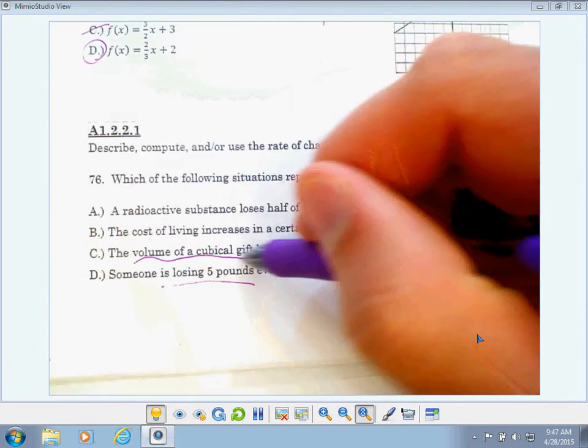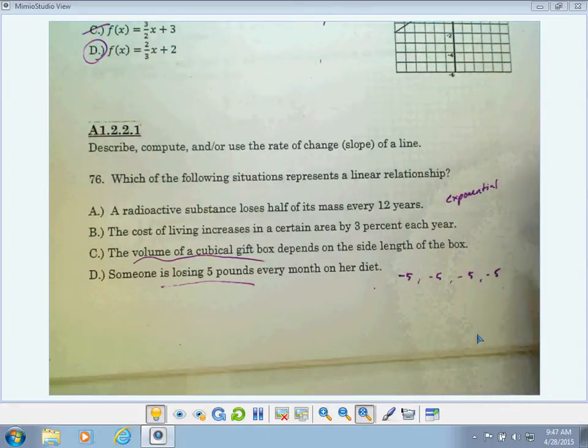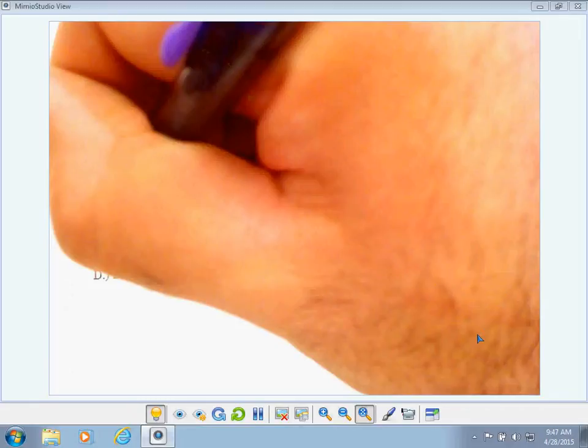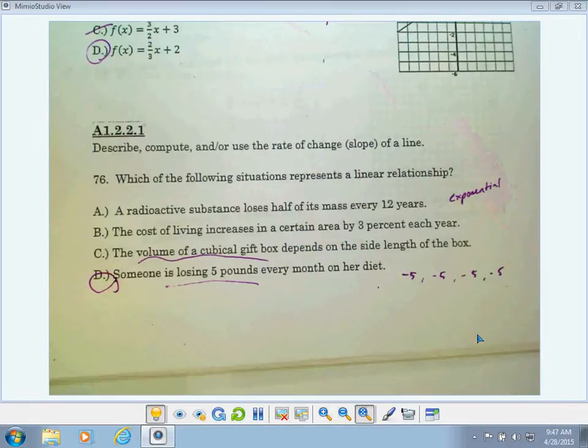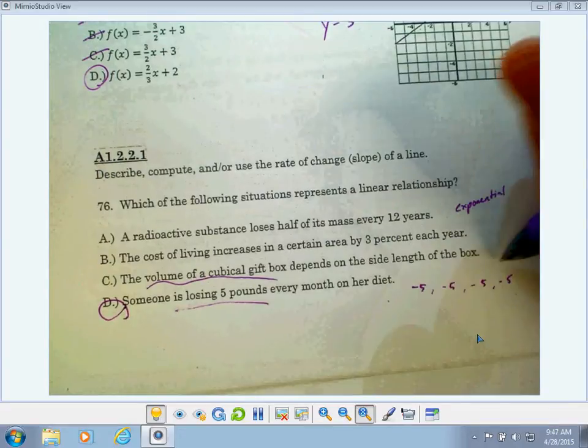Volume is something cubical, right? Like that would be the length times the width times the height of that box. And if you change those, you're multiplying 3 separate things. That's totally not linear. This is your answer, D. You're looking for the one that you could produce a very simple pattern like this.